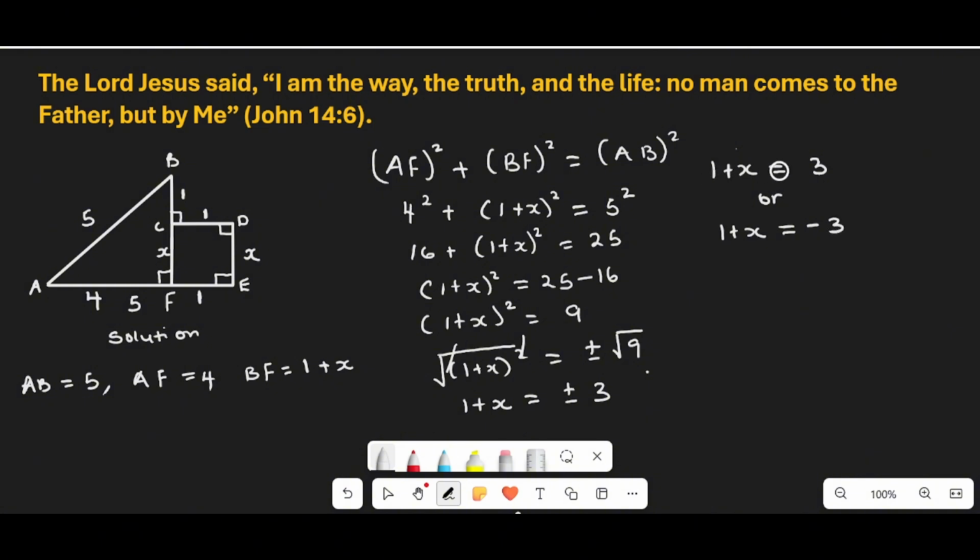So let us first solve for this. 1 plus x equal to 3. If we transpose 1 to the right hand side, we are going to have x equal to 3 minus 1, x equal to 2. So let us solve the second one. 1 plus x equal to minus 3. x equal to minus 3 minus 1. x equal to minus 4.